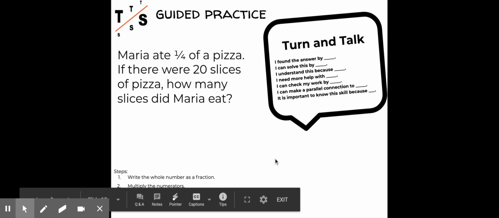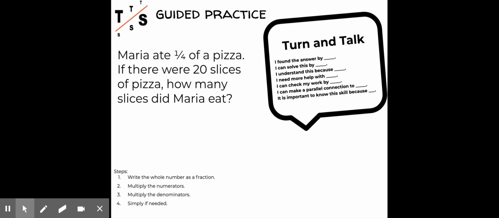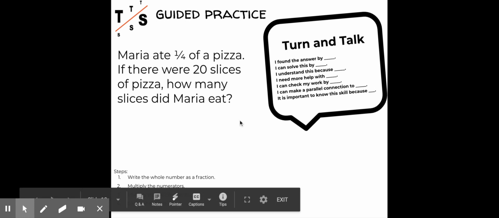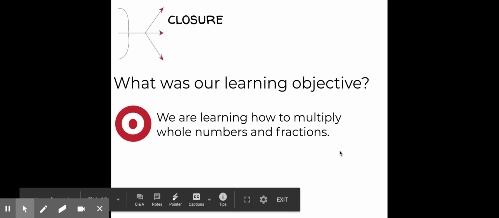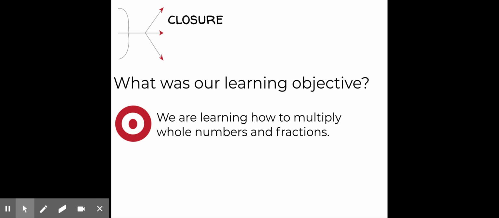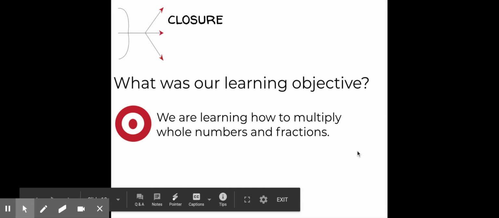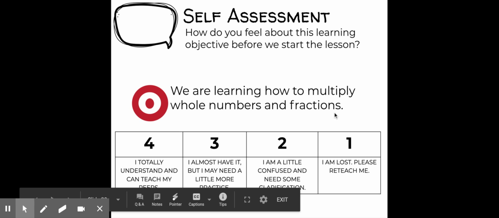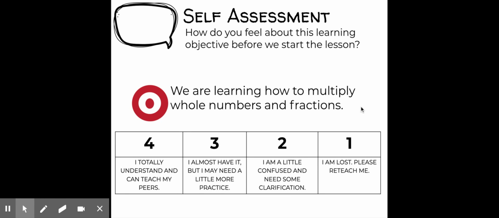And for my turn and talk, I might say it's important to know this skill because I can use it in real world life when I'm trying to figure out fractions of or a part of a whole. What was our learning objective for today's lesson? We were learning how to multiply whole numbers and fractions. Where are you now in your level of understanding? 4, 3, 2, or 1?